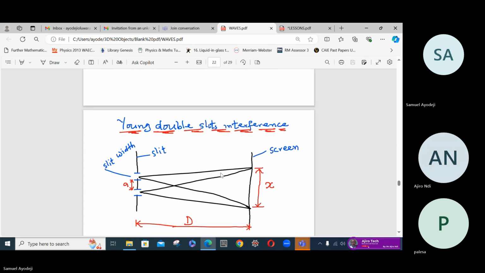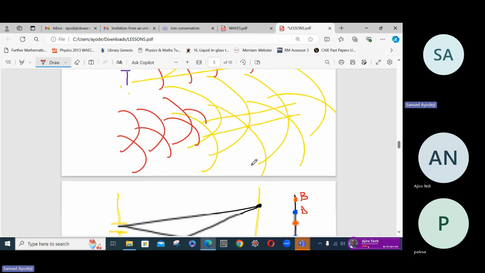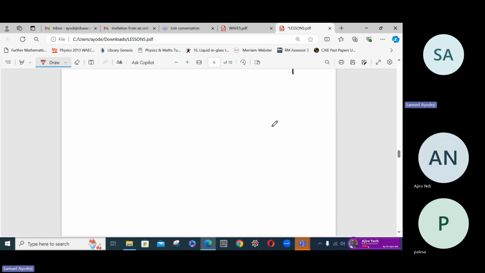Next, the Young double slit experiment. You need to understand the concept very well because most questions fall under this aspect. I don't need more story here. You can have all these slits. There is something called slit width, which means the opening here, and slit separation. You must understand the two together. They are two different things.